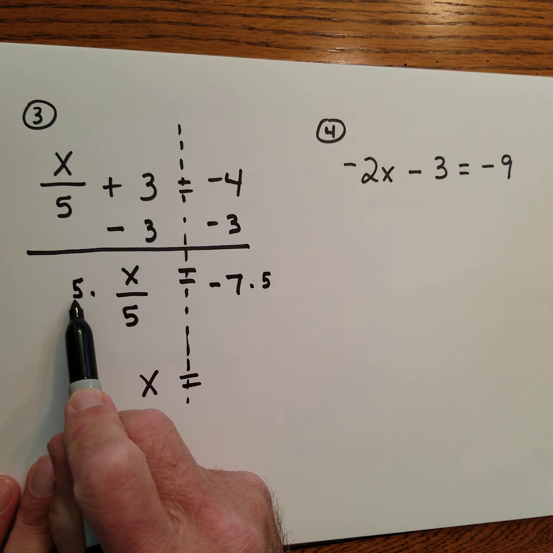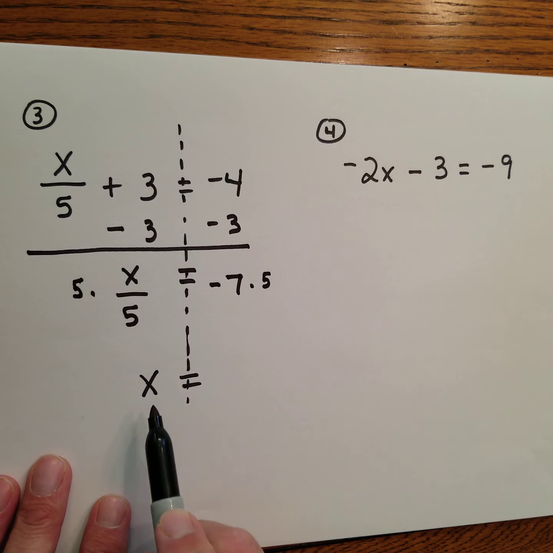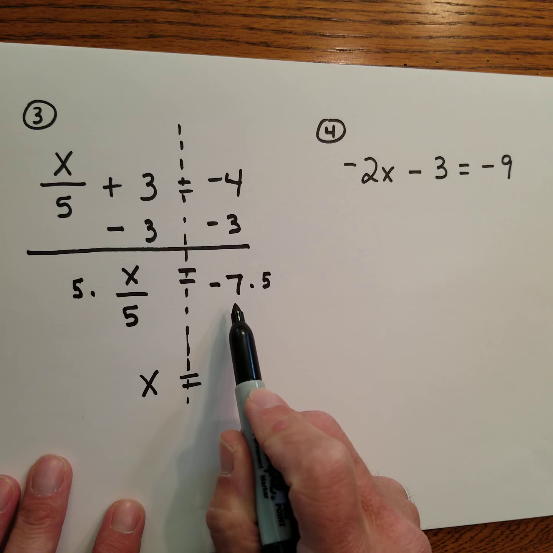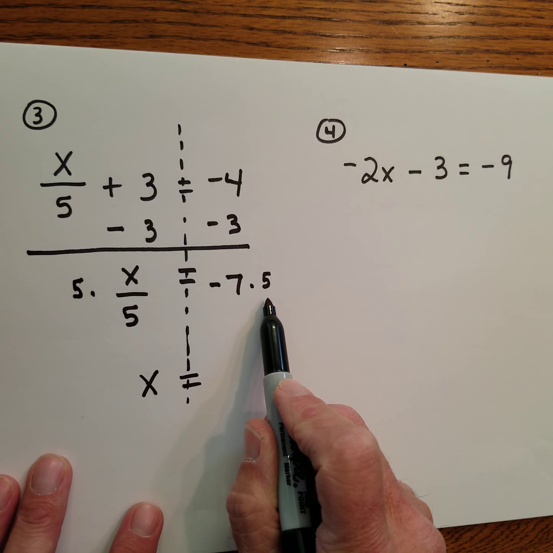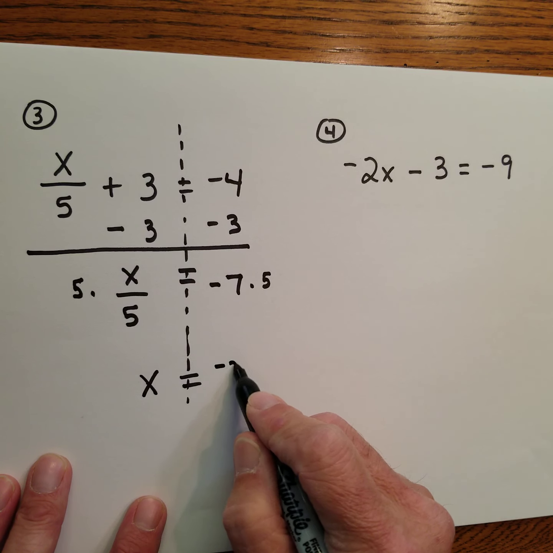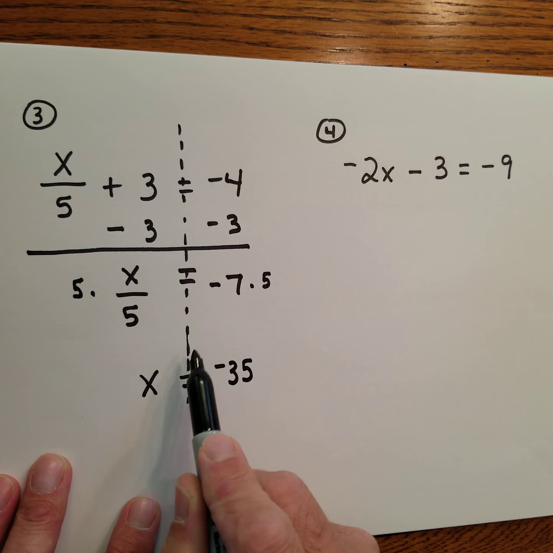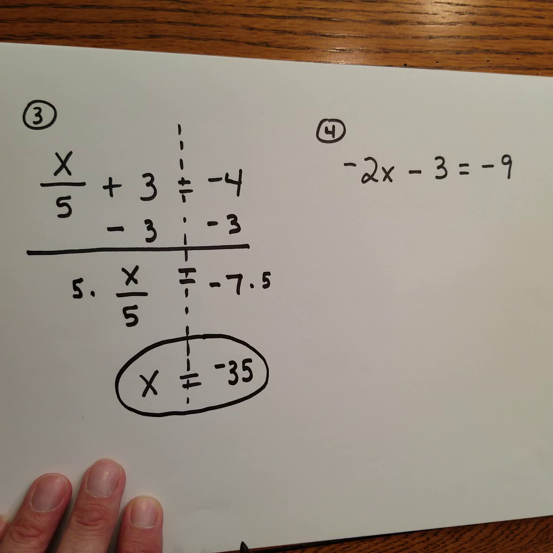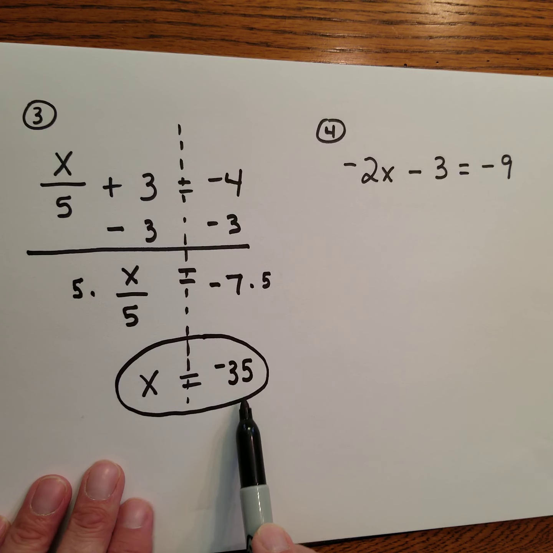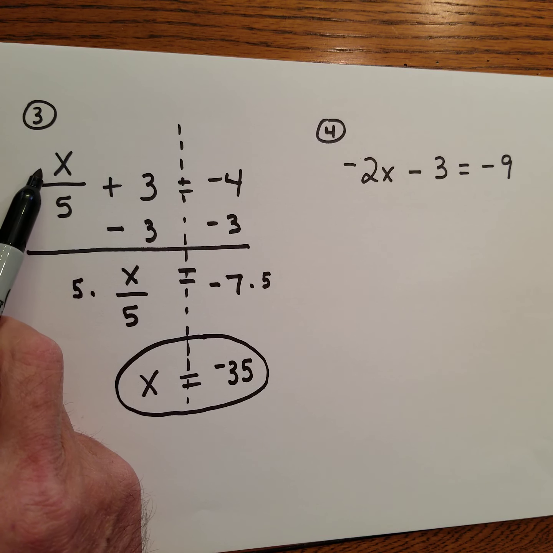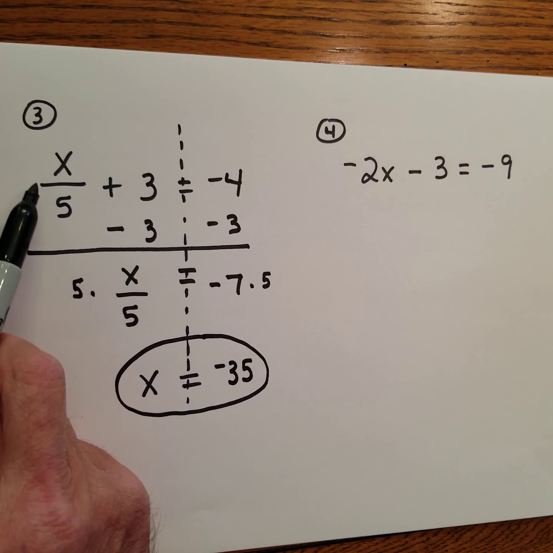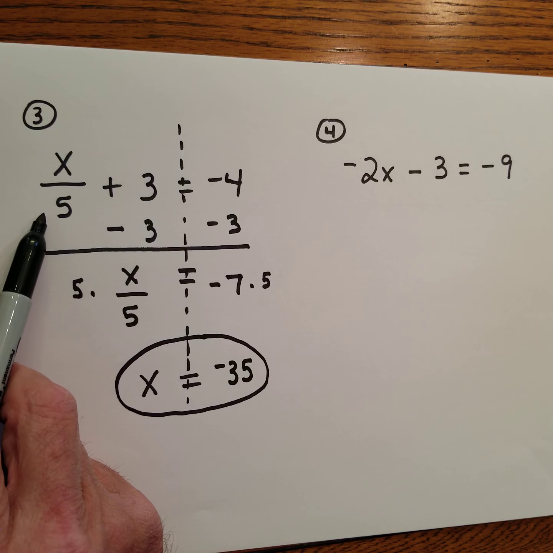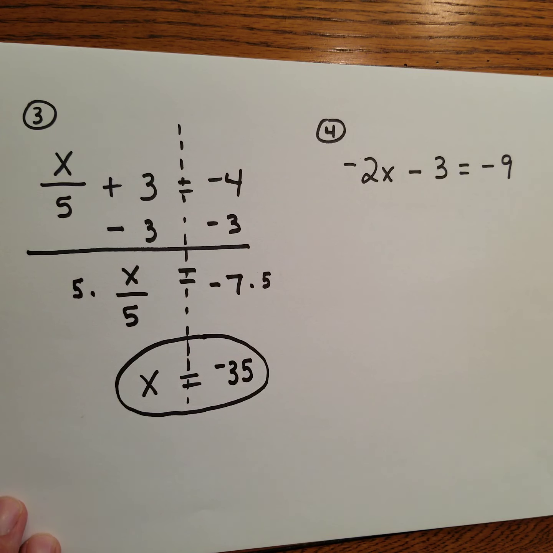That way, 5 in the top divided by 5 in the bottom is 1x. And a negative times a positive is a negative. 7 times 5 is 35. Good final answer of negative 35. Let's check this one. If I plug negative 35 back in here, negative 35 divided by 5 is negative 7, and negative 7 plus 3 is negative 4.